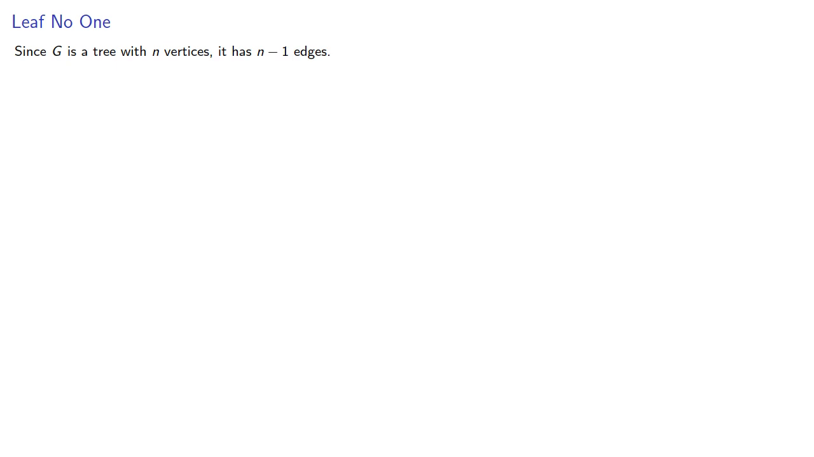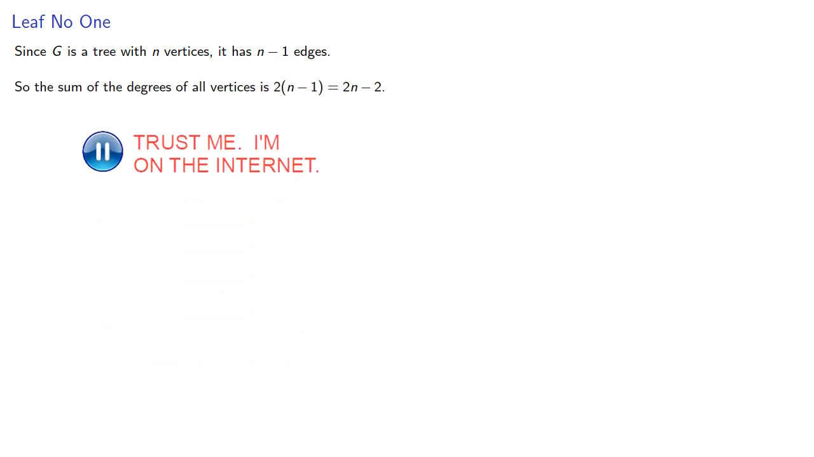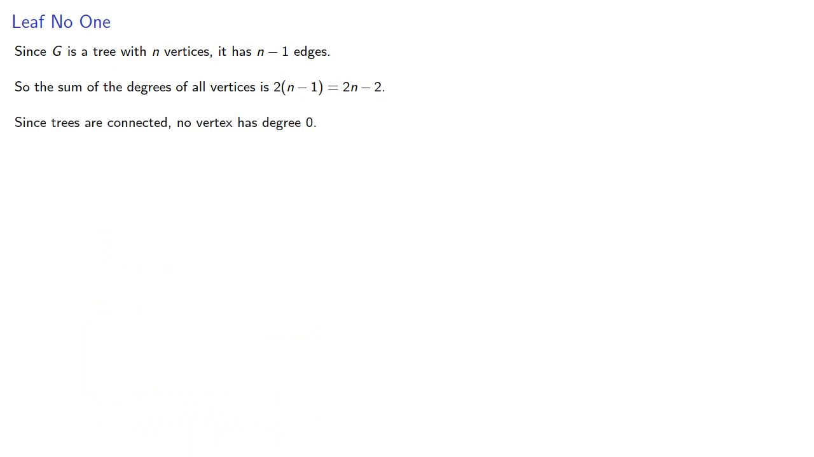So the handshake theorem tells us that the sum of the degrees of all vertices will be 2n minus 2. Since trees are connected, no vertex has degree 0. So if we want to say something about leaves, let's start off with the simplest idea. Suppose there are no leaves.